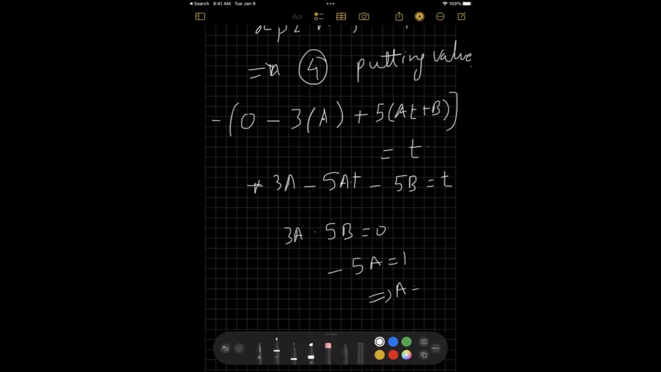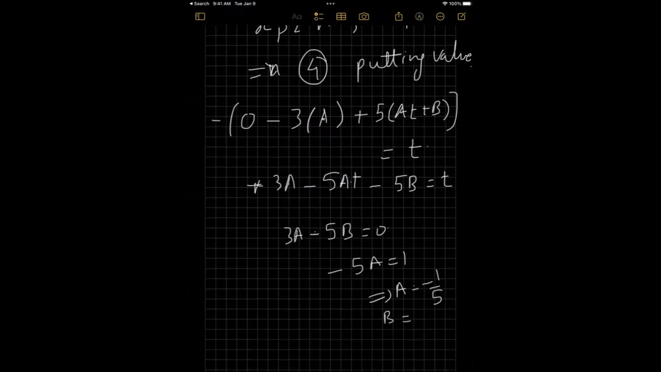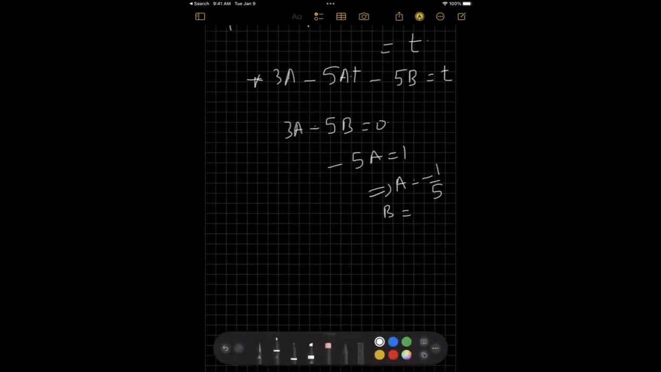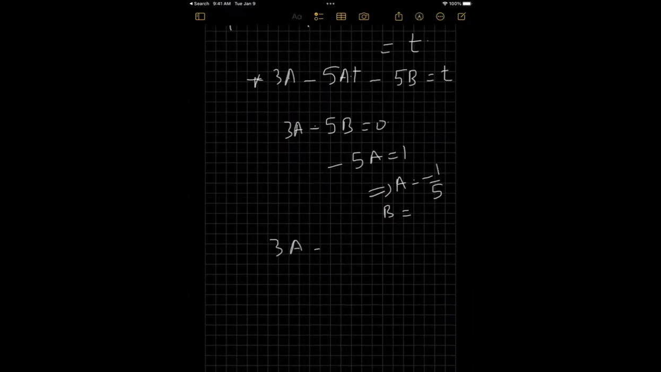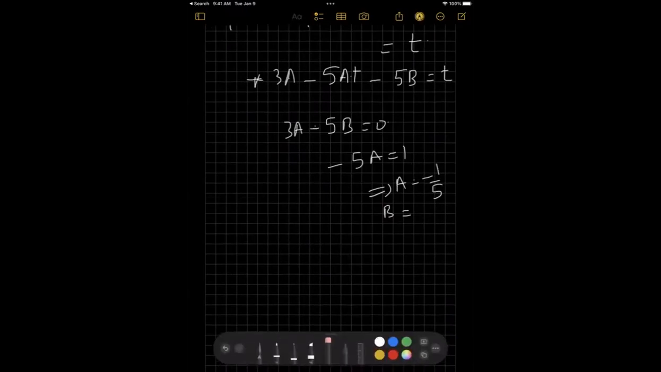This implies a is equal to minus 1 over 5. And b is equal to, sorry, we have the a value, so let's write 3 into minus 1 over 5 minus 5b equals 0. So 5b will be equal to minus 3 over 5, so it is 25.